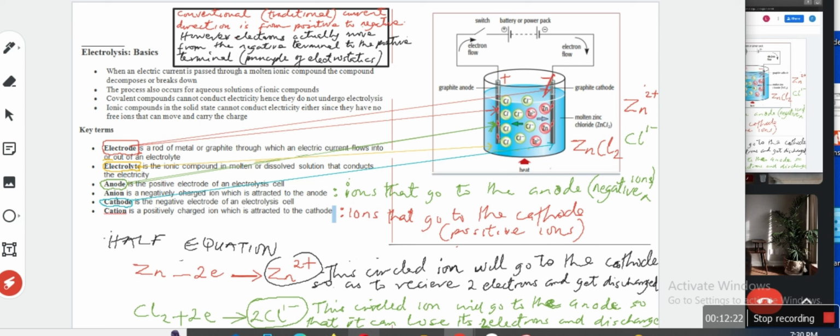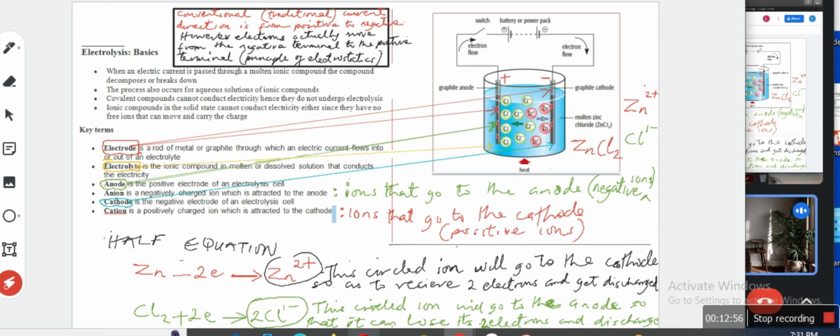Cathodes are what? Cathodes are negatively charged. Negative electrodes, the negative rod. And what do they attract? They attract positive ions, is it not? So positive ions which are attracted to the cathode are called cations, or in other words, cathode ions.